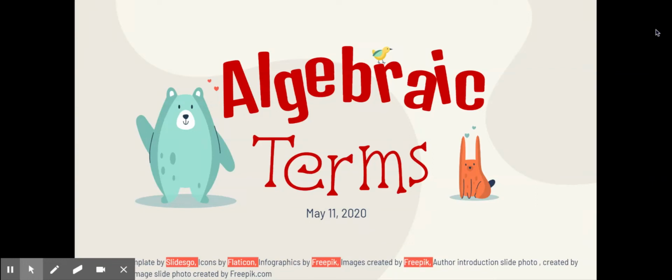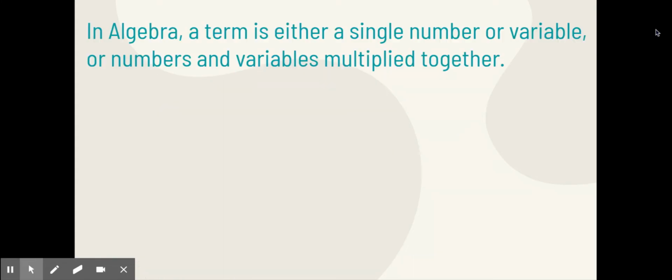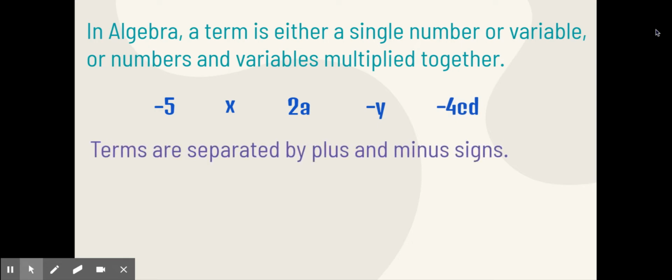Today's topic is algebraic terms. In algebra, a term is either a single number or variable, or numbers and variables multiplied together. These are examples of terms. Terms are separated by plus and minus signs when we put them together.